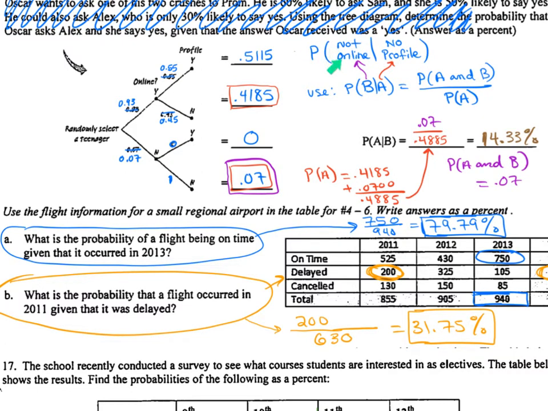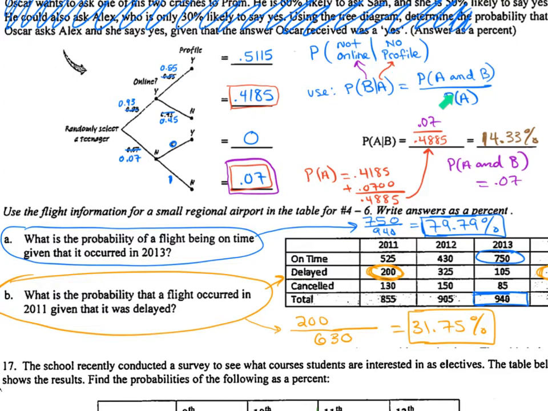Okay, now let's use this to help us answer the question here, which is: what is the probability that a student is not online given that the student does not have a profile? We're going to use this formula that you were given. It's the probability of B given A is equal to the probability of A and B divided by the probability of A. So in this case, probability A is the probability that the student has no profile.